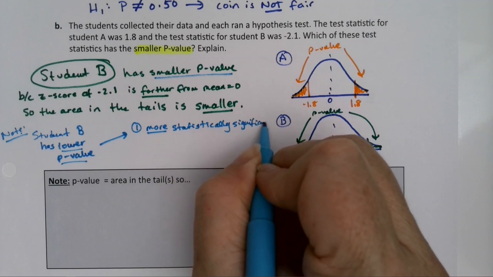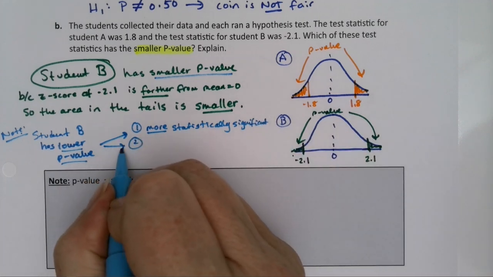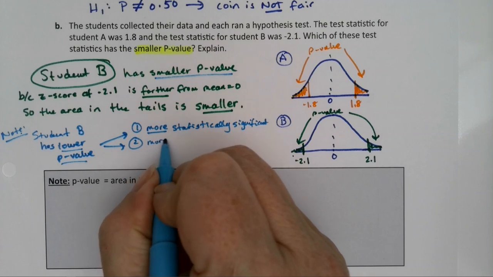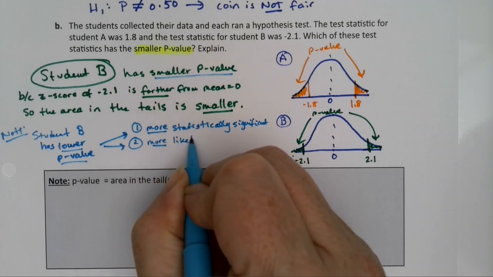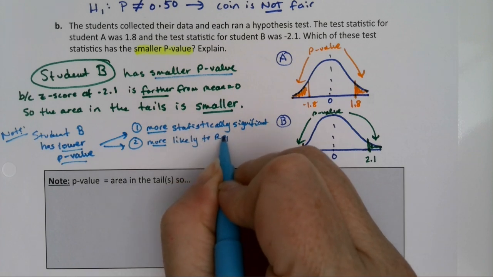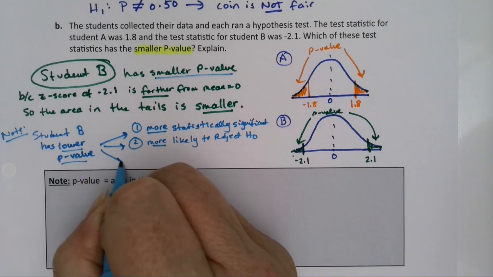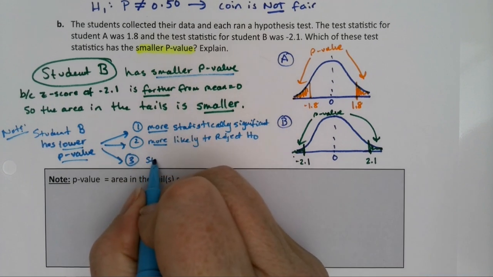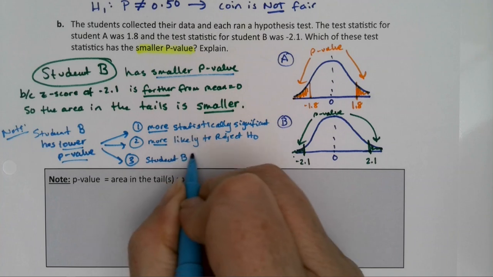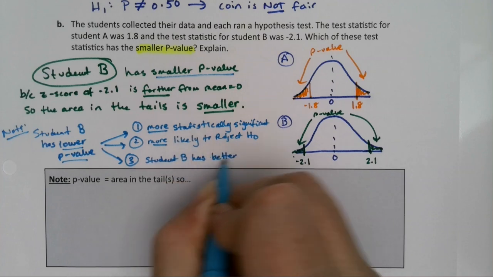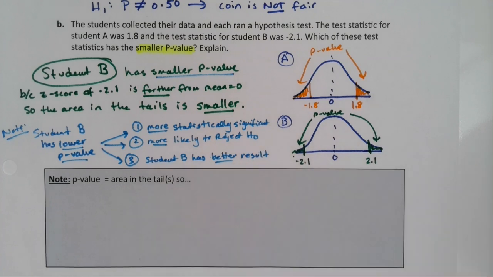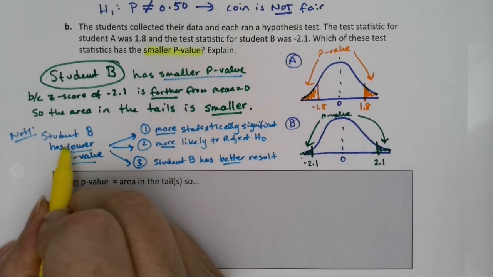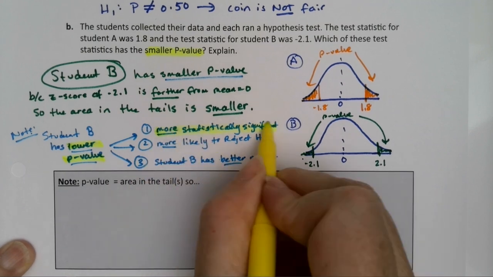That also means that you're more likely to reject H0, right? Because more statistical significance means more rejecting of H0, the null hypothesis. And that in turn means that we have the better result, right? Student B has the better result, right? The lower your p-value, the more significant it is. I cannot stress this enough. Lower p-value means more significant. They go together.